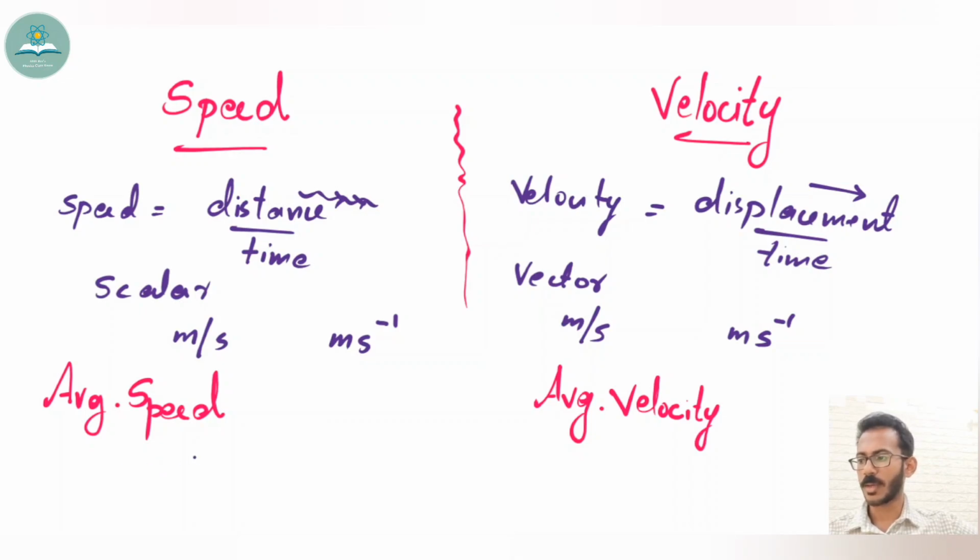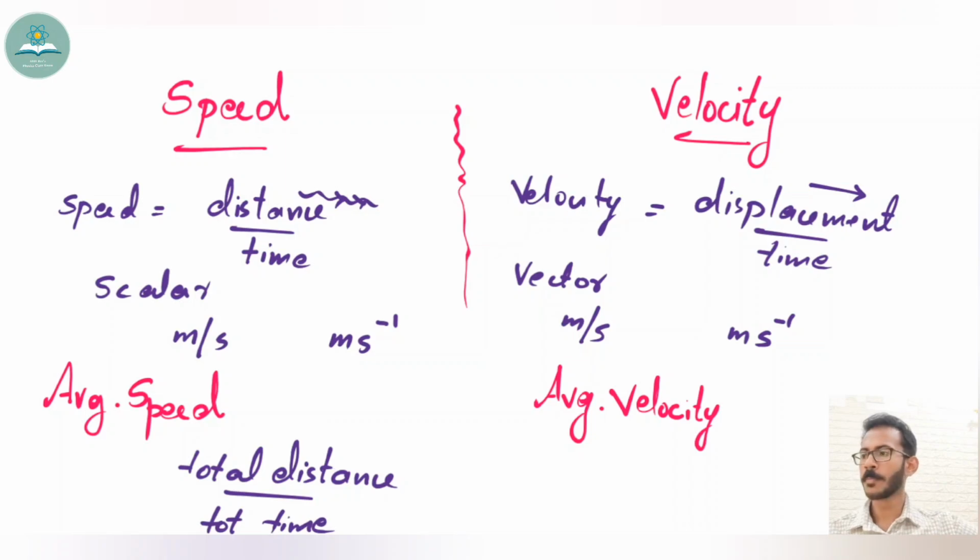Average speed is calculated as total distance divided by total time. It is simple. In the case of speed, it is distance by time. In the case of average speed, it is total distance by total time. The term total will come extra. That's it. Now, coming to average velocity, you have two equations.